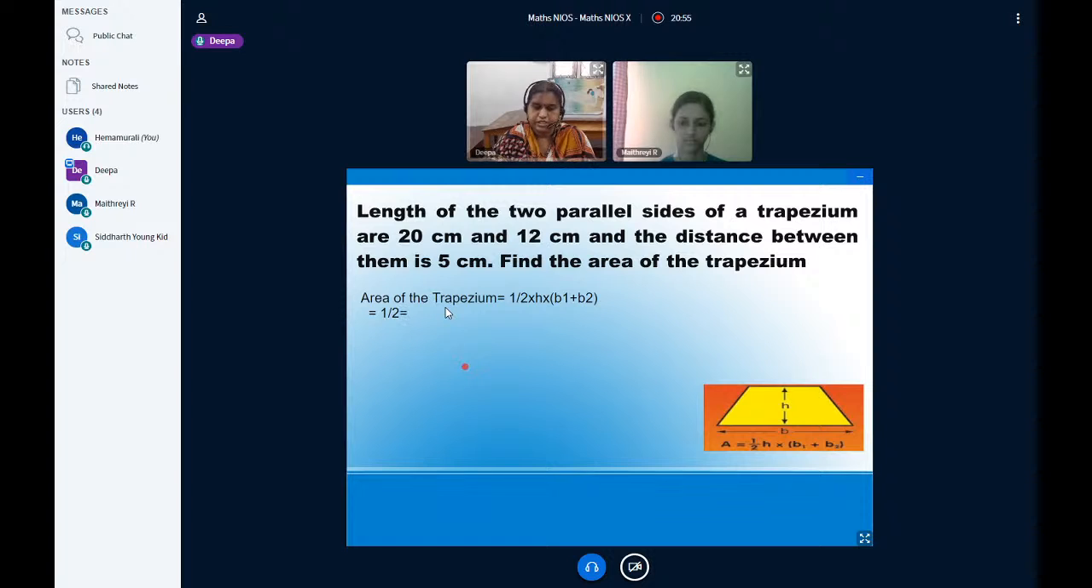And what is the height? Height, the distance between them, is 5 centimeters. So 5 into the two parallel sides, 20 plus 12, and 1 by 2 into 5 into 20 plus 12 is 22. And we can cancel it with the 2, that is 11. 11 into... with the 2 you can cancel it, right? How much? Find out and tell me.